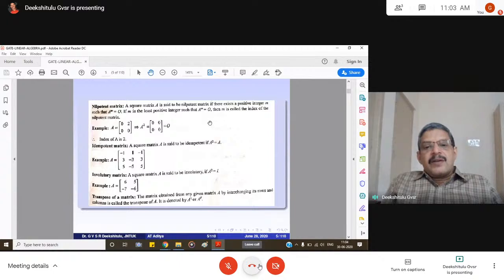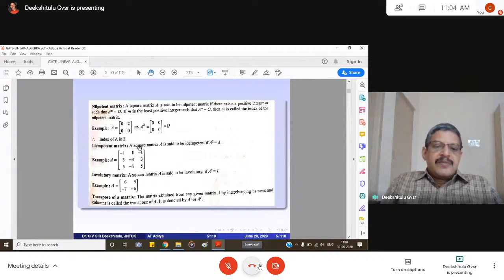You may be asked straight away, for example, for a given 3 by 3 matrix A, A cube is equal to 0. What is the index of the matrix? Is it 2, 3, 1, or 0? The question may be like this. So for a given 3 by 3 matrix A, A cube is equal to 0. Then the index of the matrix is, alternatives A, B, C, D. That means A power m is equal to 0, and so the index becomes 3.